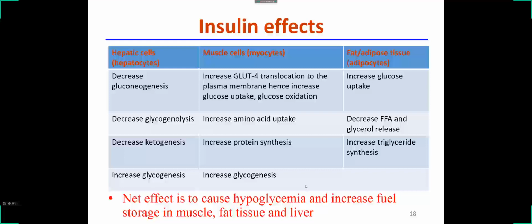So the individual effects of insulin on the liver, hepatic cells, is to decrease gluconeogenesis, decrease glycogenolysis, decrease ketogenesis, and increase glycogenesis. This is a good review slide for you for an exam. Its effects on muscle: here is where it really impacts the glucose transporter, and alters amino acid uptake and protein synthesis. Obviously, protein synthesis is a major aspect of muscle cell function. And in terms of fat, one of the reasons we have fat, the direct relation between fat tissue, insulin, and glucose is the following: insulin's effect on fat is to increase glucose uptake, decrease fatty acid and glycerol release, and increase triglyceride synthesis.